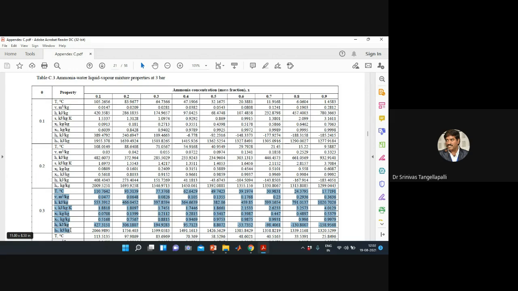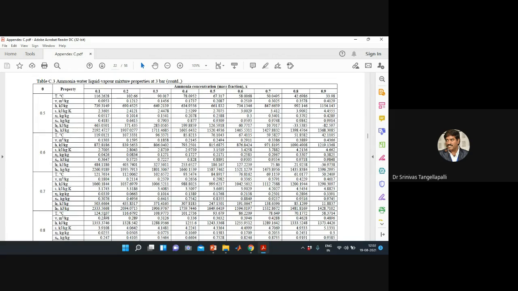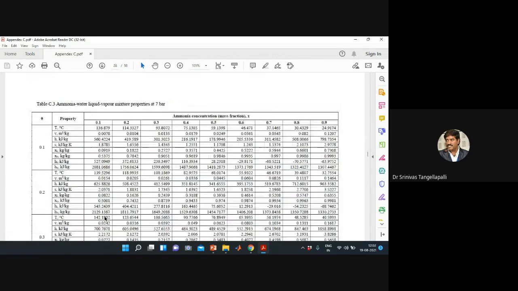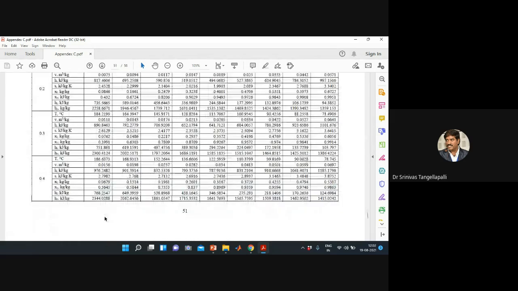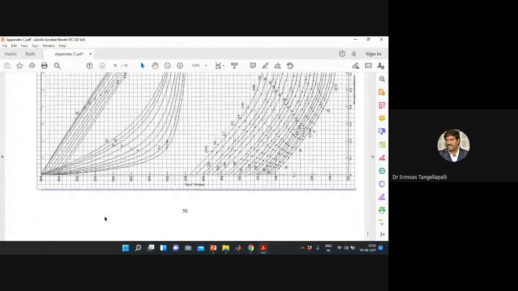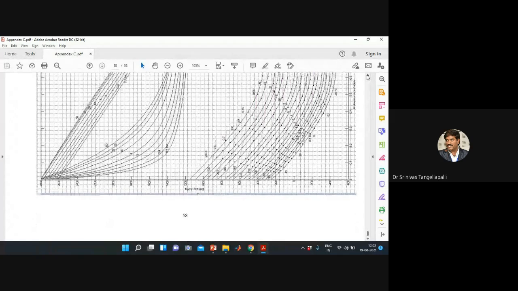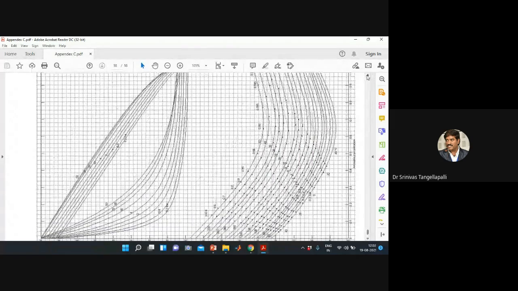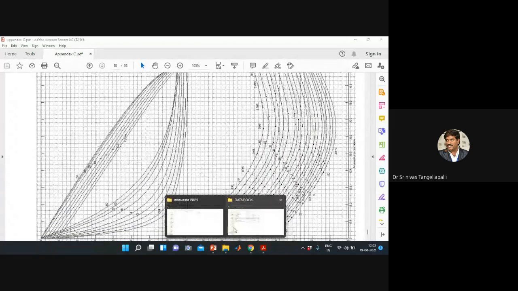Okay, in case you are using charts, actually the chart is in landscape. One minute, I will change the direction.